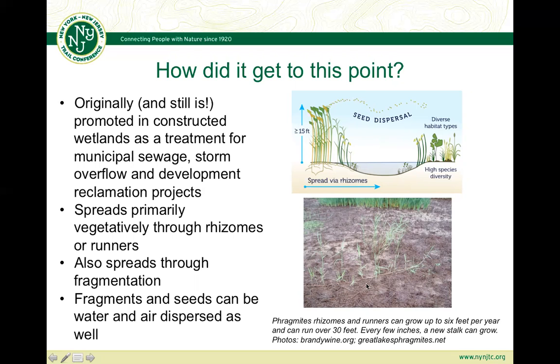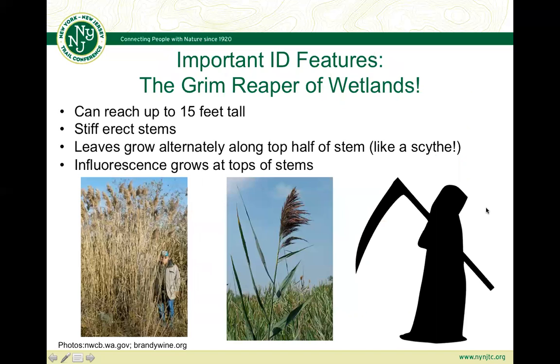Here's a picture of those rhizomes that we were talking about before. They can grow up to 6 feet per year and can run over 30 feet. And like every few inches, a new stalk can grow from that. So it's got a variety of different mechanisms for reproduction and lots of different ways it can infiltrate our natural areas in our region. But what we're focusing on today are what are its ID characteristics so we can distinguish it and begin reporting it in the environment.